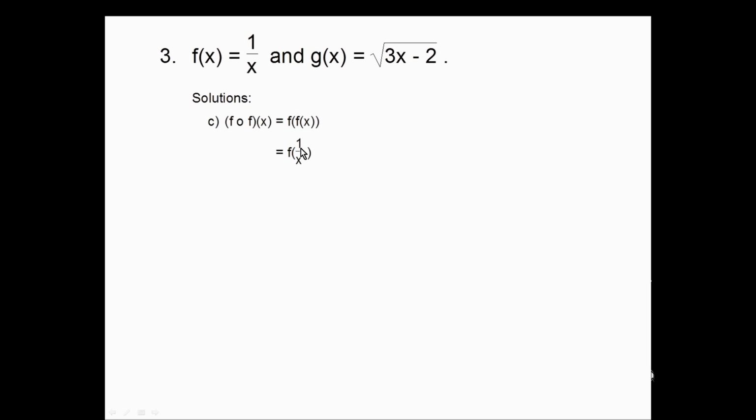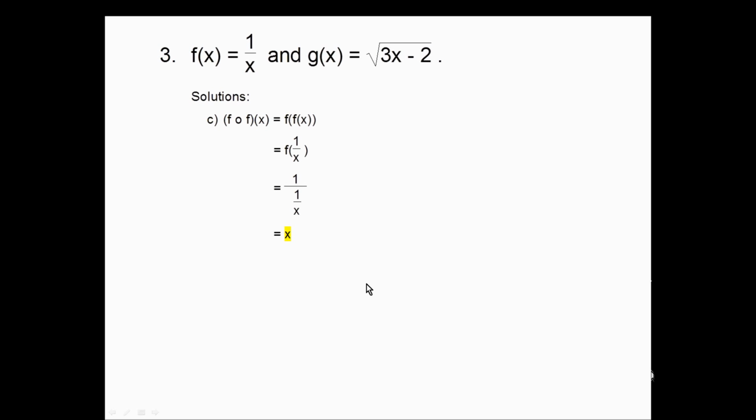So again, if I actually use the formula, in the formula for f, replace x with 1 over x. So I'll have 1 over 1 over x, a complex fraction. The LCD of the simple fractions is just x. So if I multiply top and bottom by x, I'll end up with x. Again, all f does is flip it over. So I want to flip it over and then flip it over again.